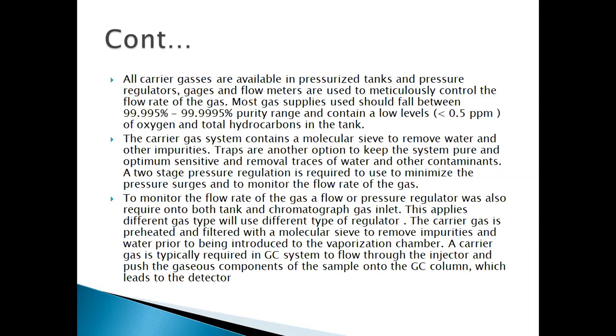Two-stage pressure regulation is also required to minimize pressure surges. To monitor the flow rate of gas, a flow or pressure regulator is also required on both the tank and the chromatograph gas inlet. This applies to different gas types, which use different types of regulators. The carrier gas is preheated and filtered with a molecular sieve to remove impurities and water prior to being introduced to the vaporization chamber. Carrier gas is typically required in a gas chromatography system to flow through the injector and push the gaseous components of the sample onto the GC column, which leads to the detector.